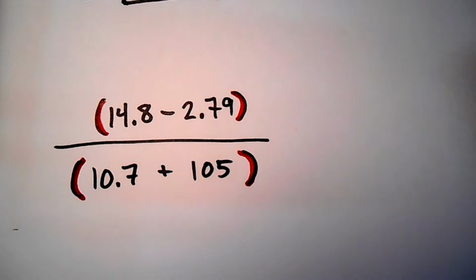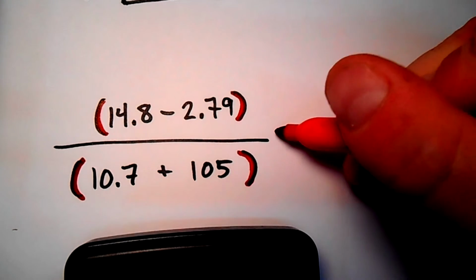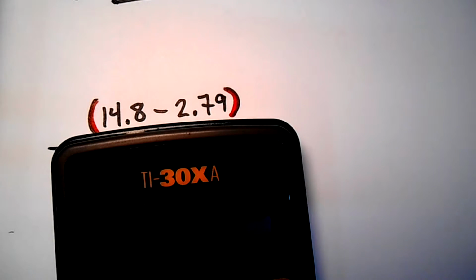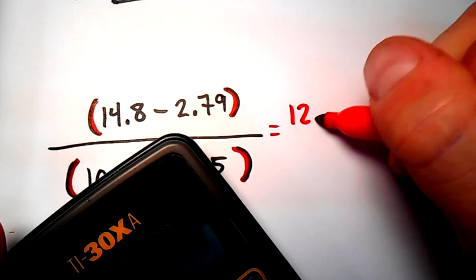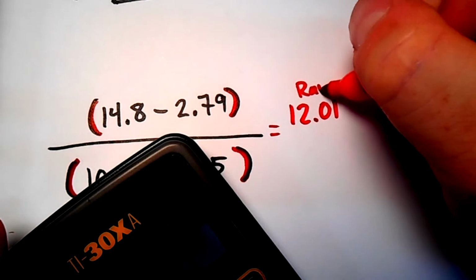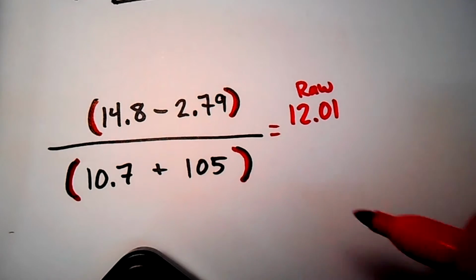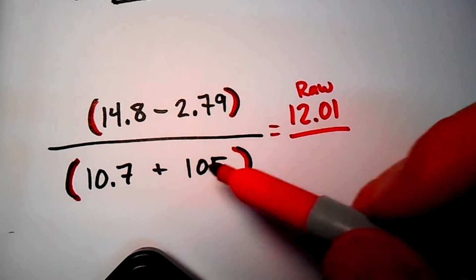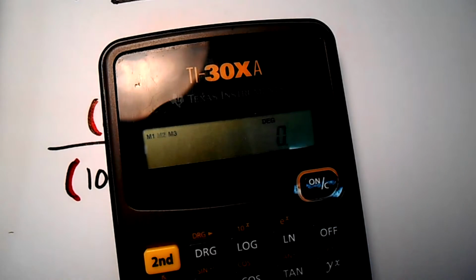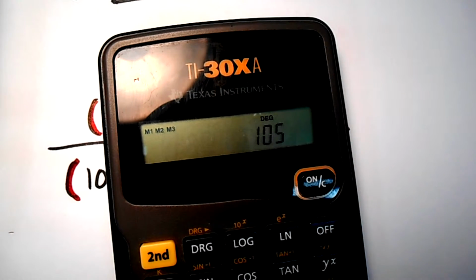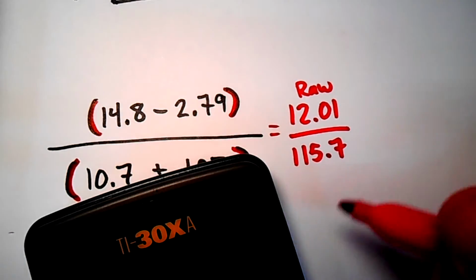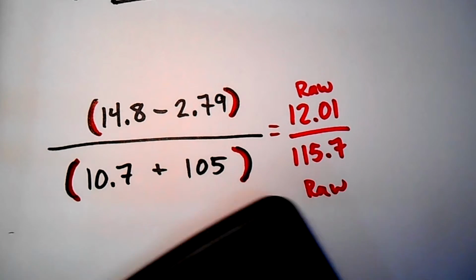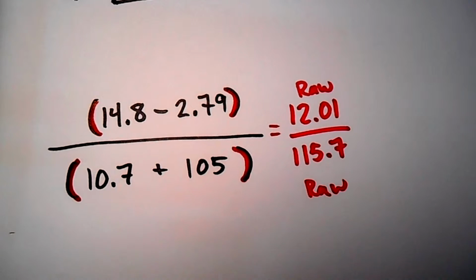Alright, so let's go ahead and try this. We're going to treat this like a separate problem. I'm going to put over here my raw values. 14.8 minus 2.79 gives me 12.01 raw. So 12.01, and I'm just going to say raw, just so I remember as I'm writing it down. And that's going to be divided by 10.7 plus 105. So I've got to add 10.7 plus 105, and I get 115.7. All of this is raw. This is raw too. Now I've got to round these values before I can divide them into each other.